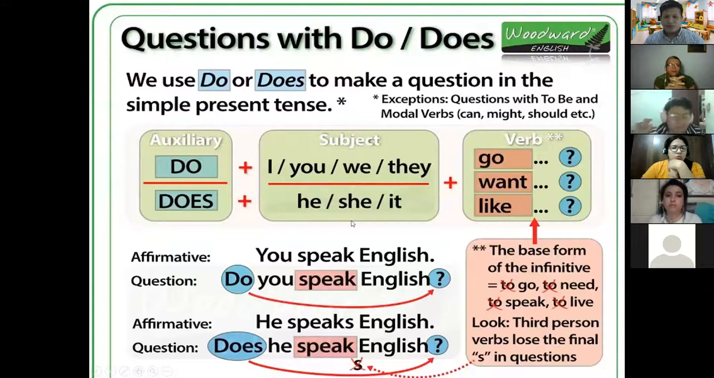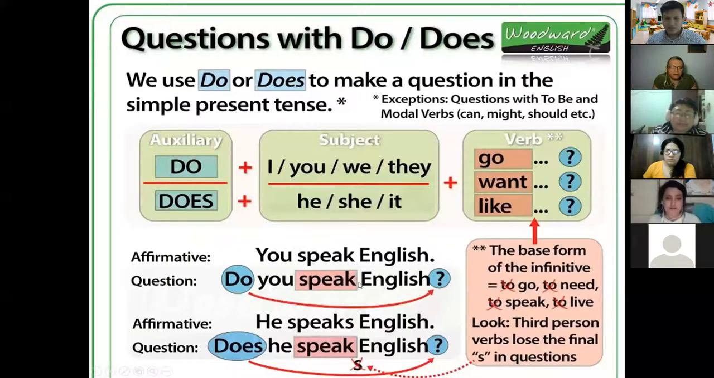Okay, with the verb be, con el verbo to be, solo cambiamos de lugar, lo anteponemos al pronombre. Look at this example. You speak English. It's an affirmative, right? Tú hablas inglés. Es una oración afirmativa. Question? Do you speak English?